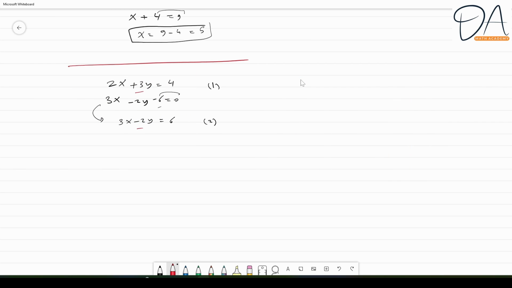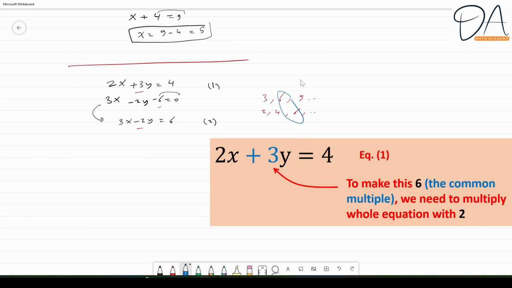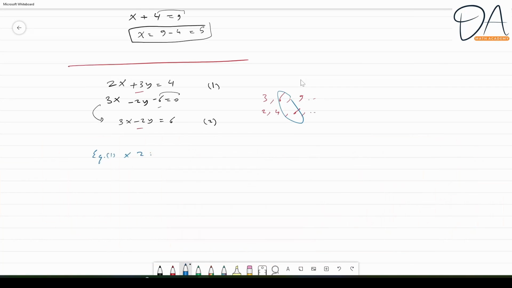So what we'll do is look at the common multiple of 2 and 3. You know that multiples of 3 are 3, 6, 9, etc. Multiples of 2 are 2, 4, 6. We can see easily that 6 is a common multiple of both of them. So we'll try to make the coefficient of y to be 6. So how to get that? In the first equation, we'll need to multiply by 2. So equation 1, you multiply it times 2. What do we get? 2x times 2 gives you 4x. 3y times 2 gives you 6y. 4 times 2 gives you 8. Let's call this equation 3.